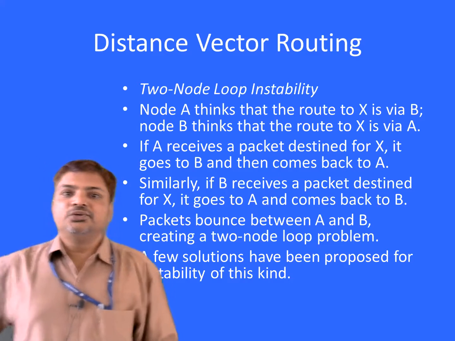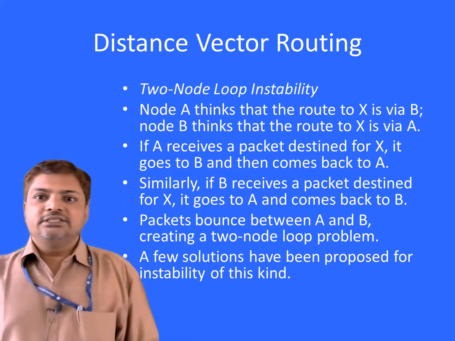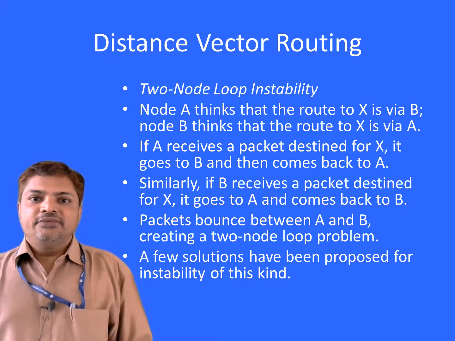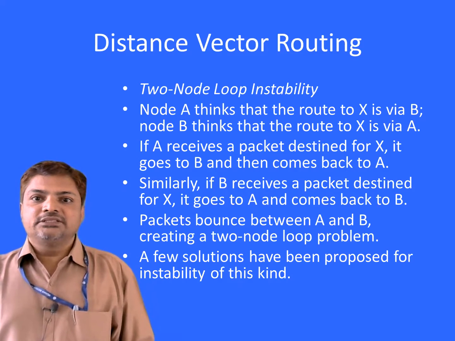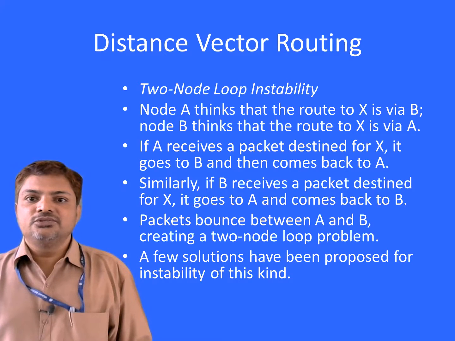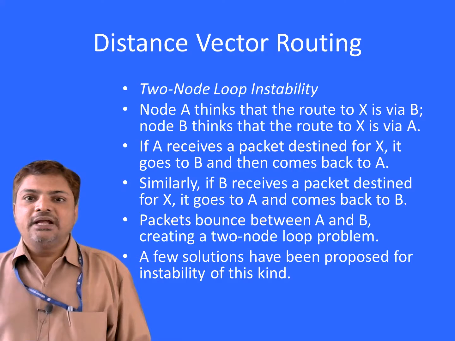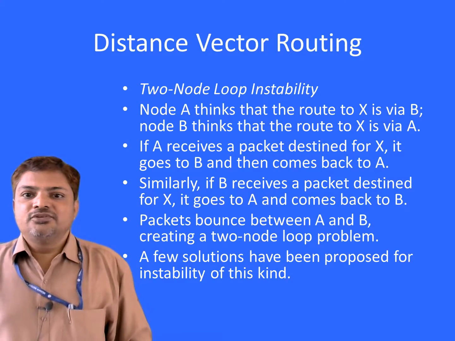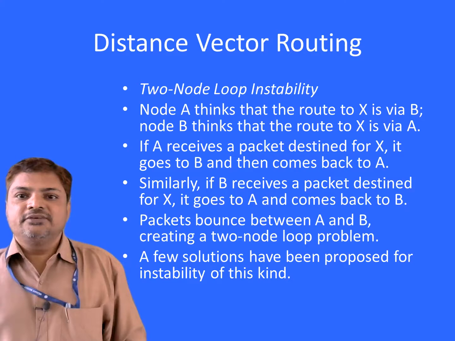Two-node loop instability. Node A thinks that the route to X is via B. Node B thinks that the route to X is via A. If A receives a packet destined for X, it goes to B and then comes back to A. Similarly, if B receives a packet destined for X, it goes to A and comes back to B. Packets bounce between A and B, creating a two-node loop problem. A few solutions have been proposed for instability of this kind.